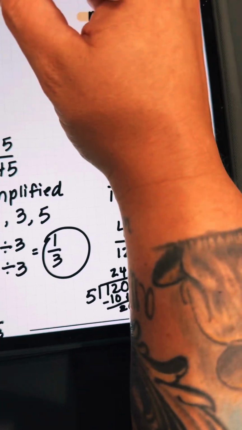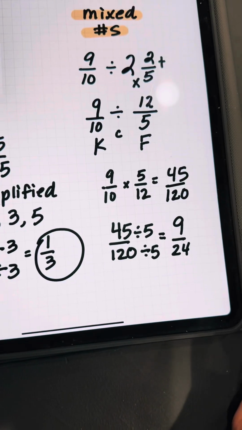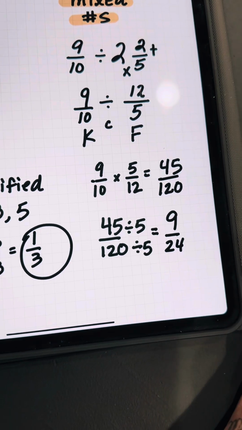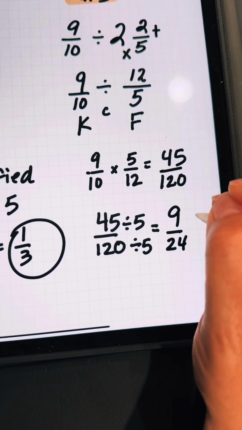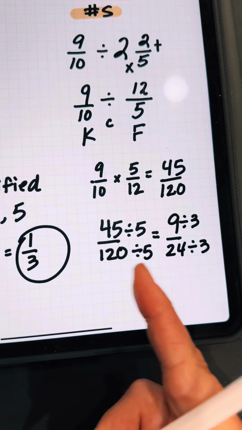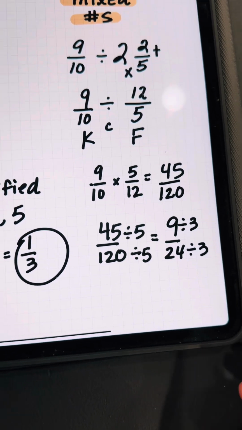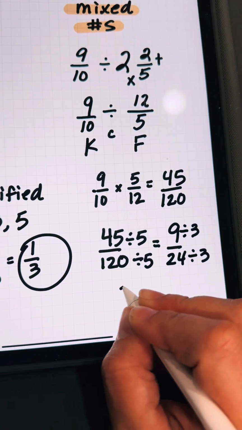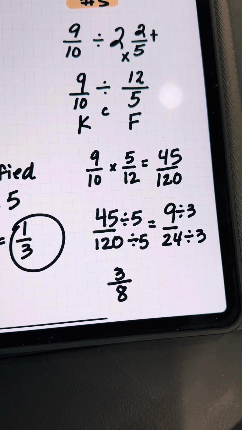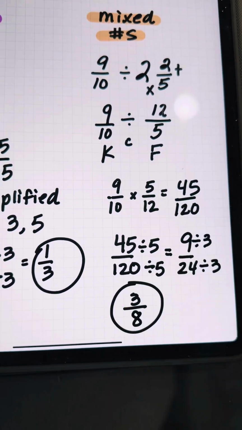Okay. Let's get that back there, and then we're gonna make some more room. Okay, so 9/24 is where we end, but I still think we can keep going. 9 divides by 3, and so does 24. This is probably the most obnoxious part of these questions, the simplifying, because it takes the longest. 3 and 8 can't divide by anything in common, and so that is my final answer.